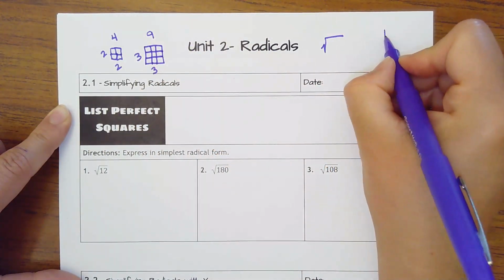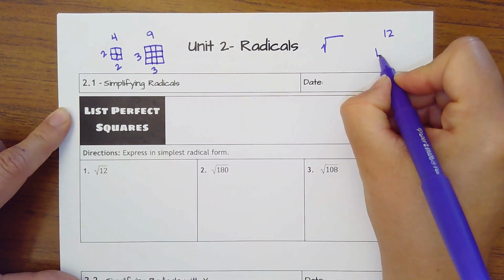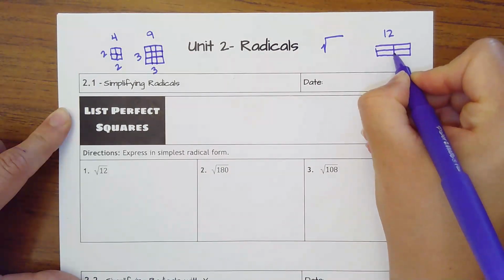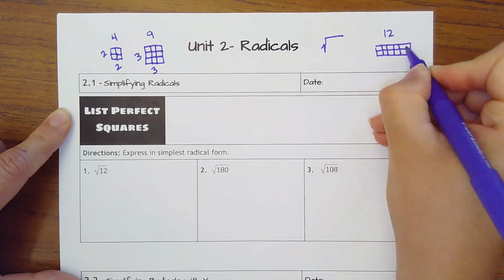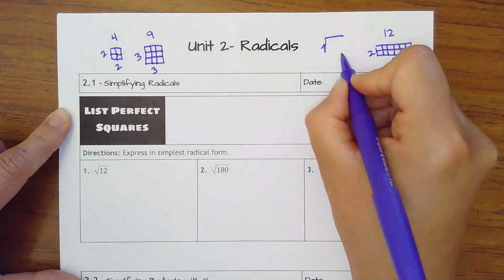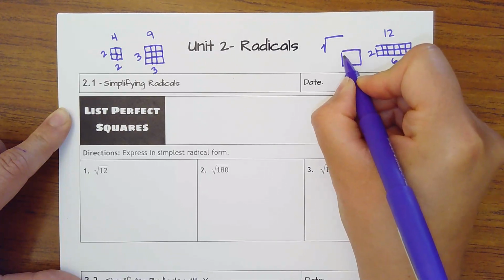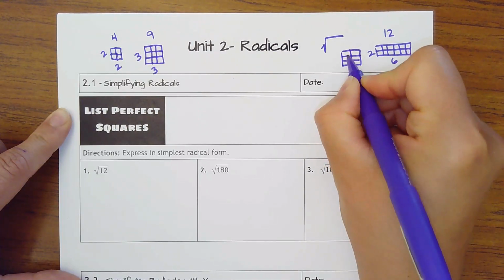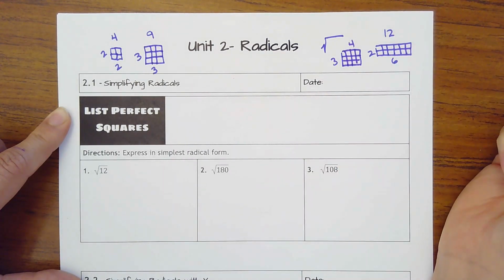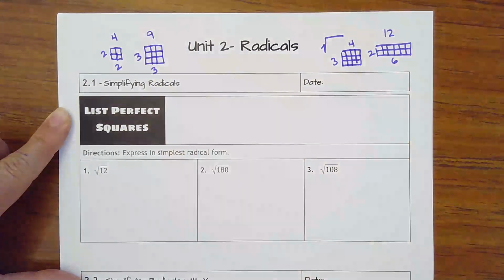If I said 12, yeah, that's a nice even number, but I couldn't arrange 12 squares into a big square. I could have 6 by 2, that would make 12. I could have 3 by 4. 3 times 4 makes 12, but there's no number times itself, or a square, that would make 12.